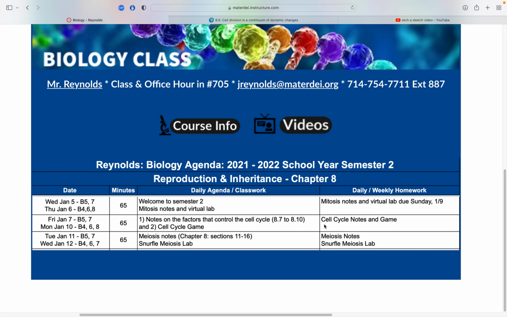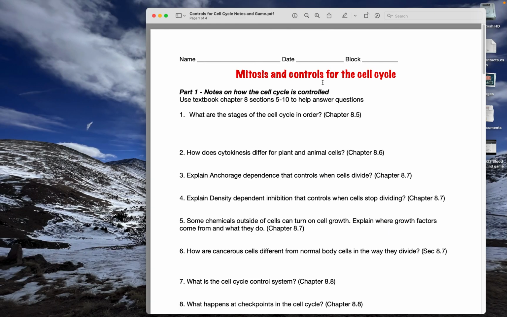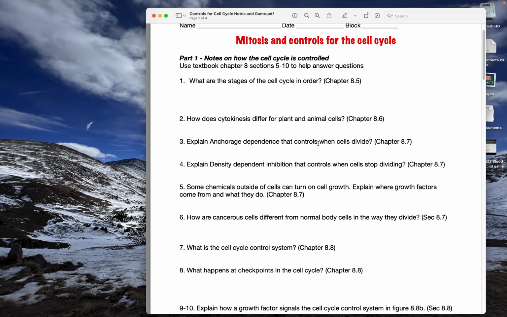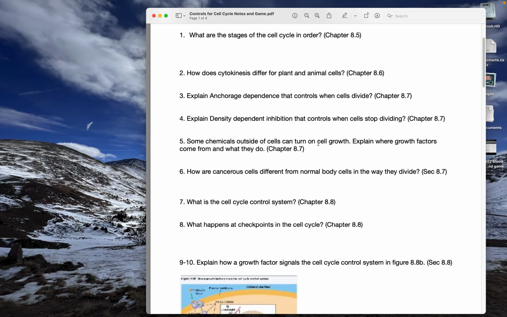So we're going to start with the textbook with the cell cycle notes. If you want to do a split screen with your textbook, you can. Our notes look like this. We're using chapter 8, page 5 through 10. And we're going to just do a little bit of this together, and then I'm going to leave the rest up to you.